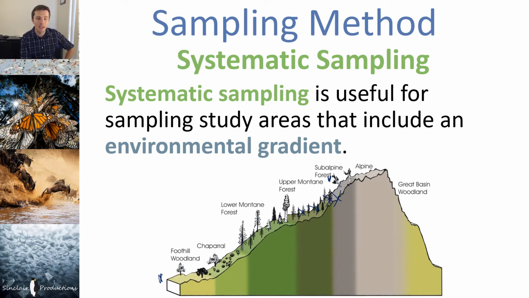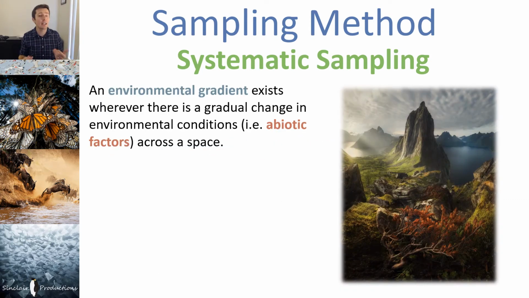Whereas with systematic, I know that every, say, 50, 30, 10 meters, I'm going to do a little sample there, and as a result, I'm going to get a good understanding of the vegetational changes as I move across those different strata. So you can see how that is useful.